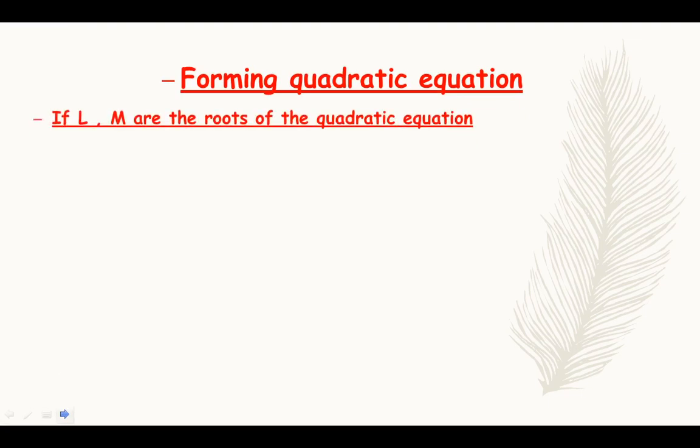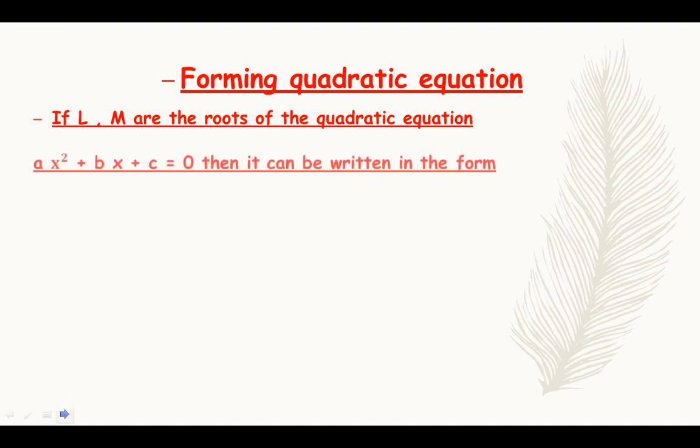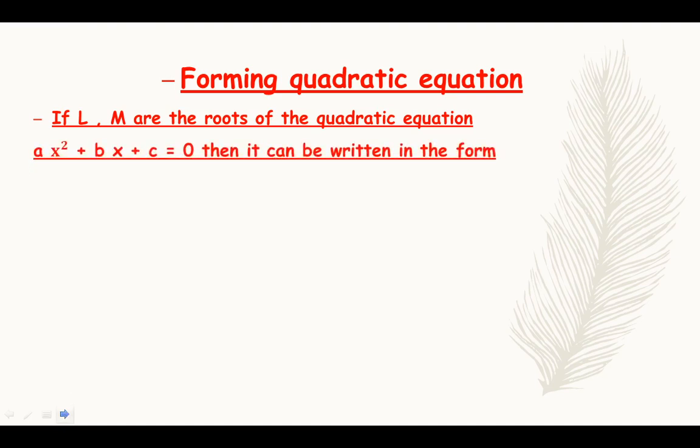If L and M are the roots of the quadratic equation ax power of 2 plus bx plus c equals 0, then the quadratic equation can be written in the form of x power of 2 minus sum of roots multiplied by x plus the product of the roots equals 0.